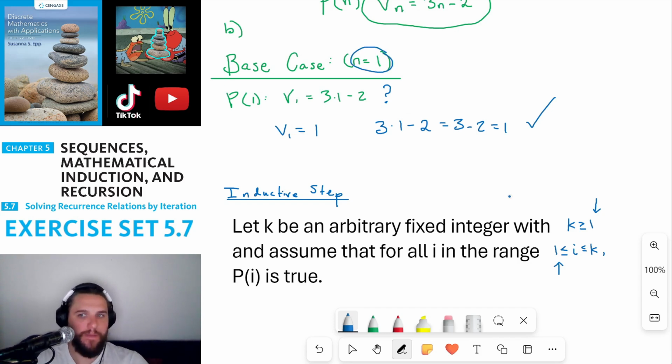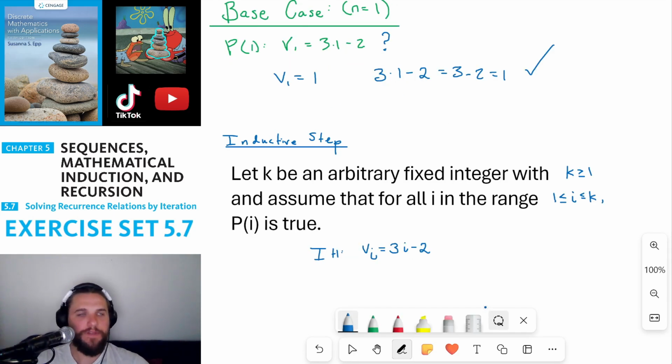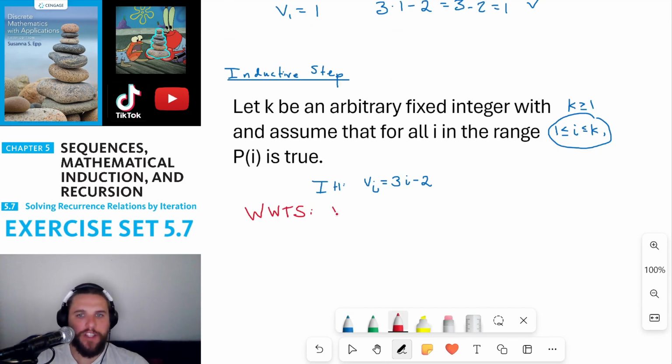which we already know has to be 1. And we're assuming that P of i is true, meaning that we're assuming that P of 1 is true, and P of 2 is true, and P of 3 is true, and P of 4 is true, all the way up to P of k. The inductive hypothesis is just that v sub i equals 3i minus 2 for all i in this range from 1 to k. We want to show that v sub k plus 1 equals 3 times k plus 1 minus 2, which is just 3k plus 1.